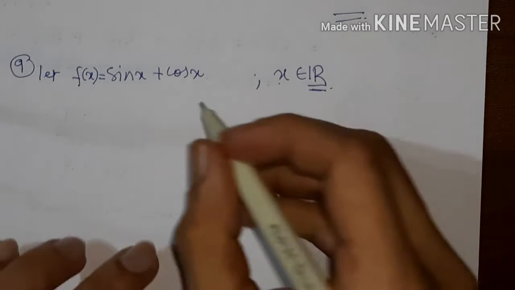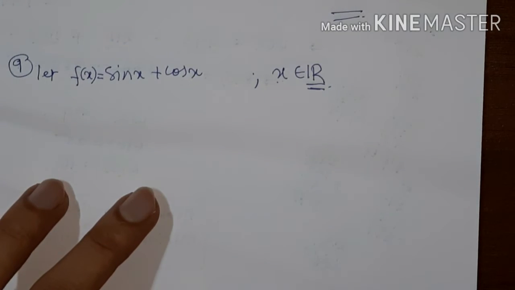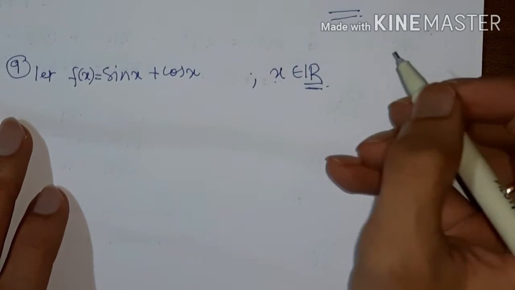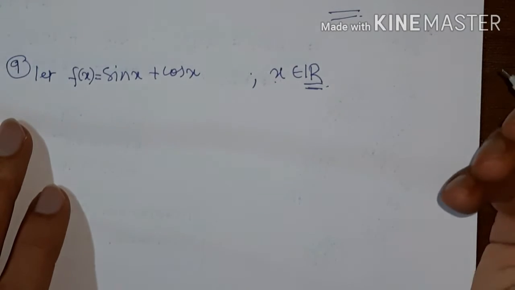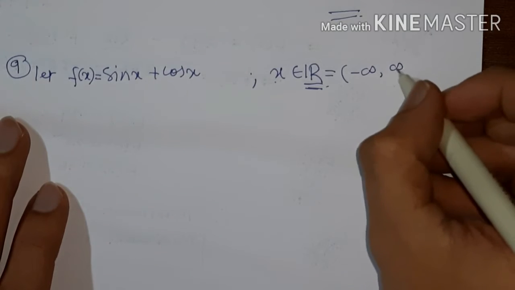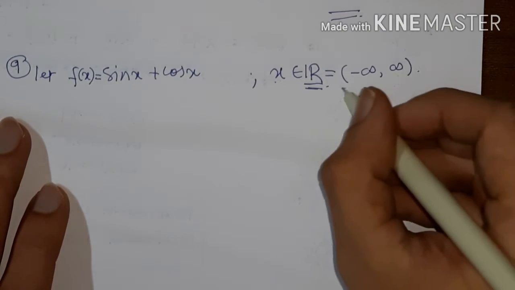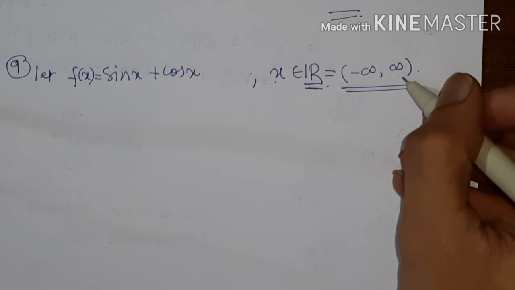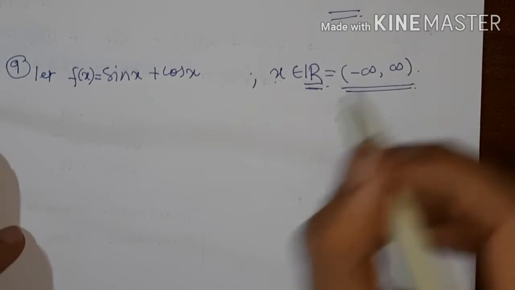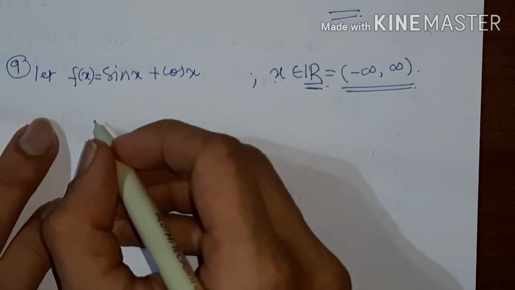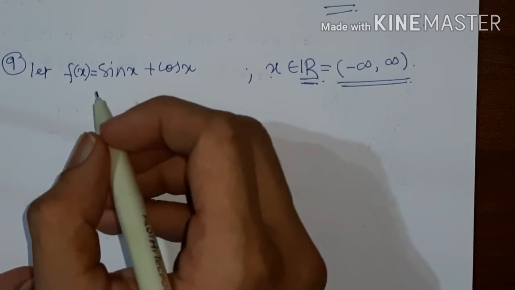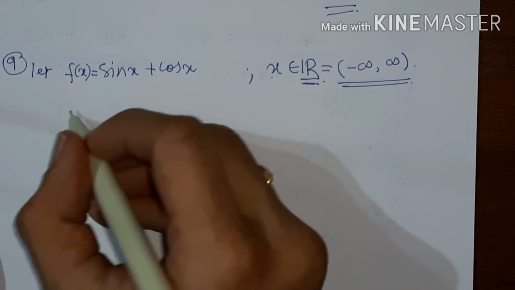Now once you have this, what you have to do is find the maximum value. Here you cannot find the maximum value at the endpoints, because this is minus infinity to infinity, so there are no endpoints for this interval. So you have to find only the critical points and find the value of the function at the critical points.